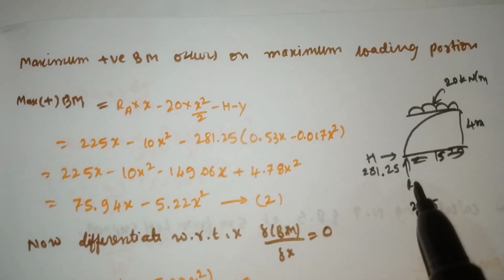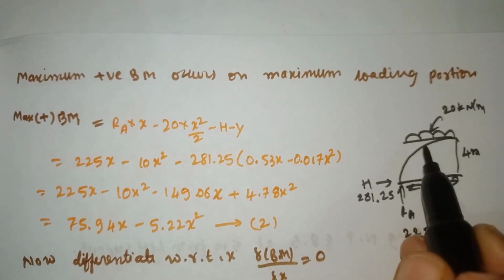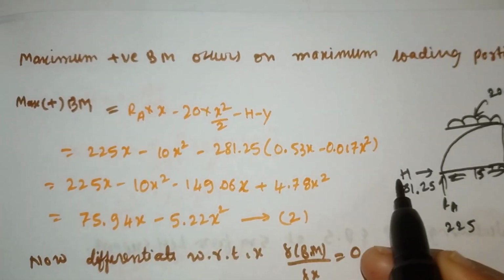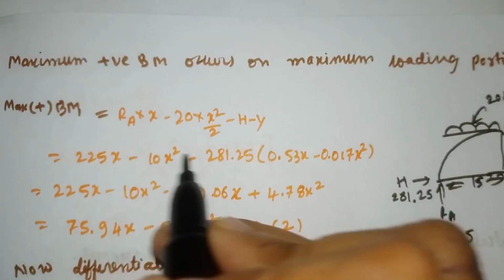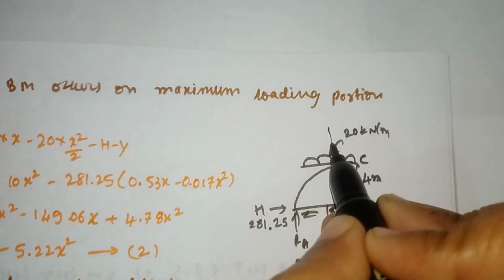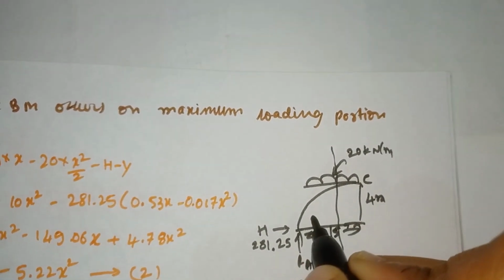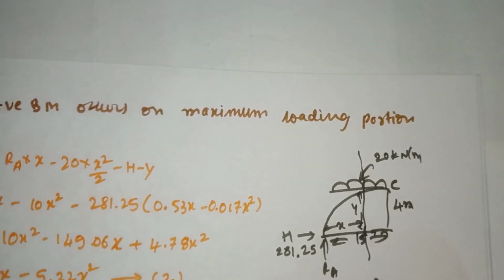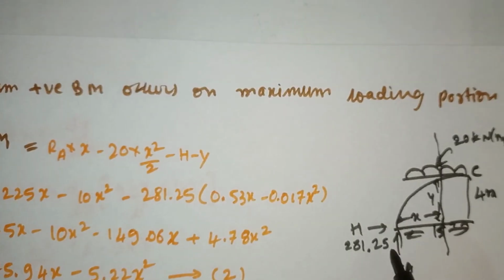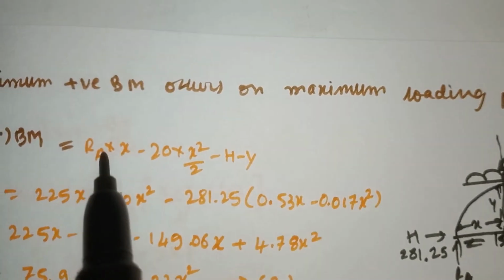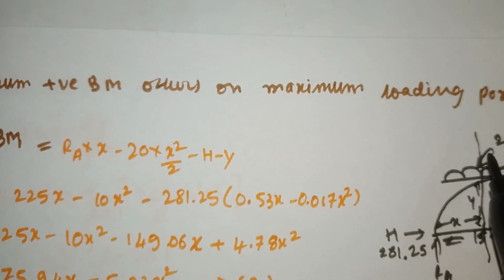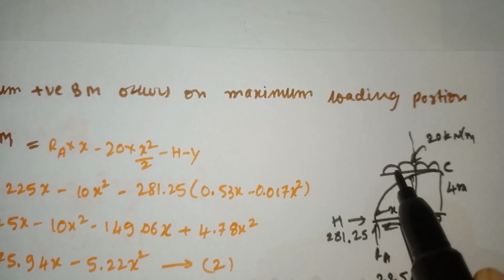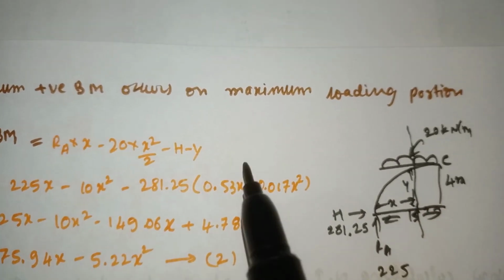So I am taking moment about C from the left side. Now reaction RA into x. If we cut the section like this, from here to here it becomes x, and from here to here it becomes y. So RA into x, minus the UDL, which is 20 into x, acting at x divided by 2. So I have directly taken x square.